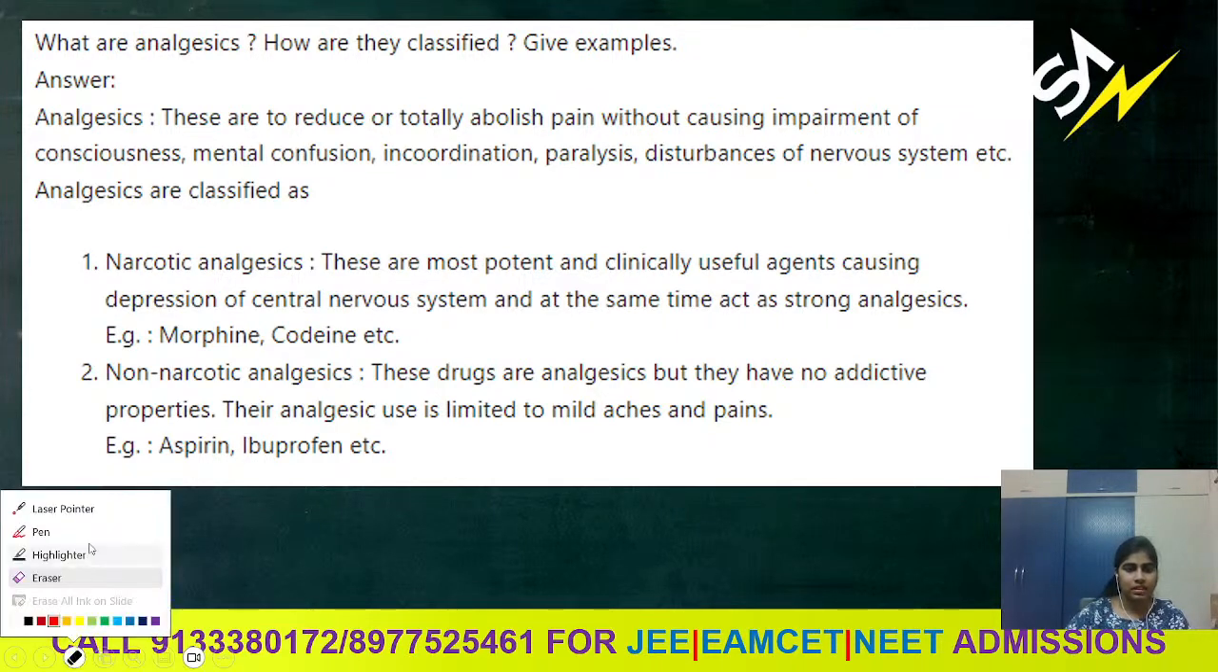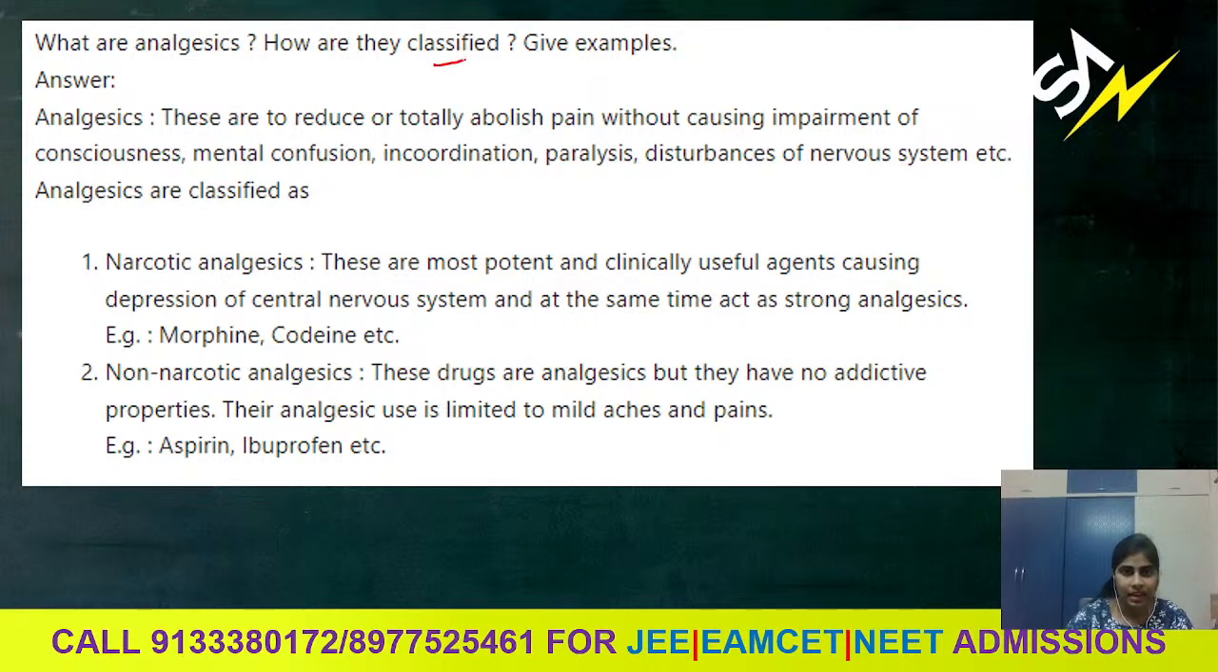So what are analgesics and how are they classified? Explain with examples. Analgesics are used to reduce or totally abolish pain without causing impairment of consciousness, mental confusion, incoordination, paralysis, or disturbance of the nervous system. Simply put, they are painkillers, and they can be classified into two types, mainly narcotic analgesics and non-narcotic analgesics.